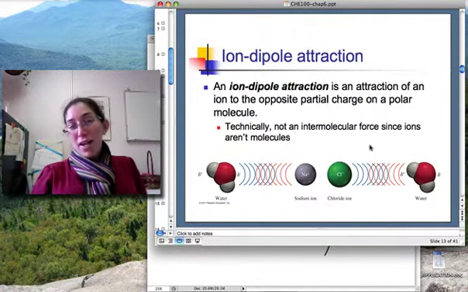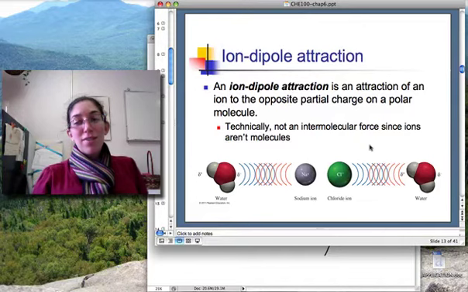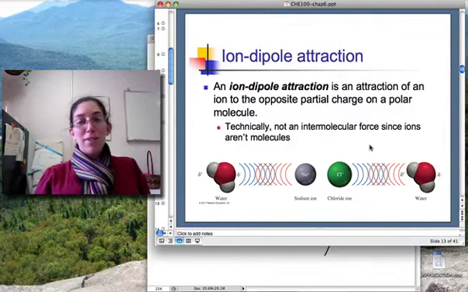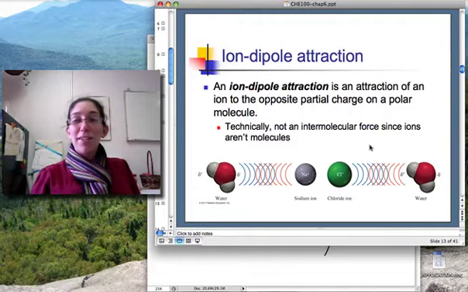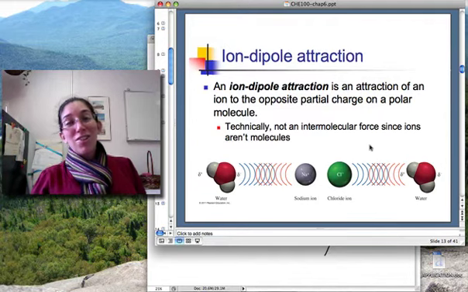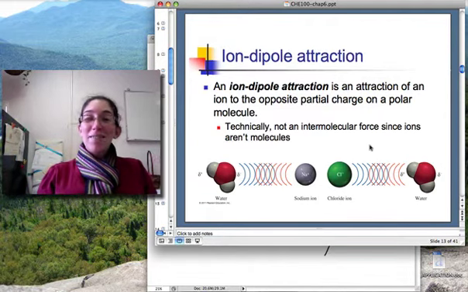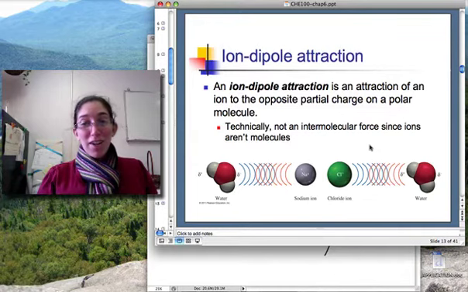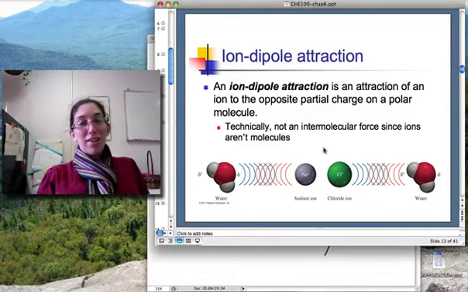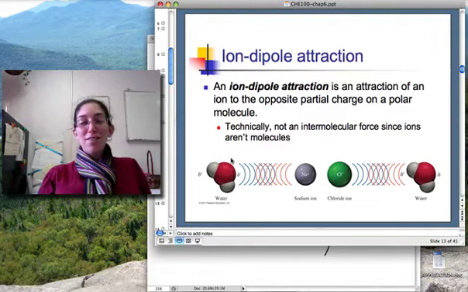The fourth type of intermolecular force, sort of, is called ion-dipole attraction. So technically, it's not an intermolecular force because technically ions are not molecules. They're ions. Ions are ions. They're atoms with a charge. And molecules are atoms that are covalently bonded together and have no charge. Okay? So it's a little bit of a misnomer to call them intermolecular forces, but they kind of are. Because it's when a molecule is attracted to an ion.